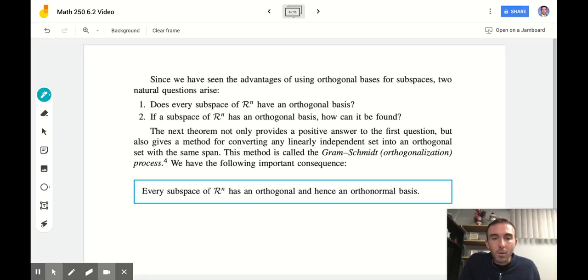What we're about to talk about not only provides a positive answer to the first question, but also gives a method for converting any linearly independent set into an orthogonal set with the same span. This method is called the Gram-Schmidt orthogonalization process. And this gives us a very, very important result: every subspace of Rn has an orthogonal basis and hence an orthonormal basis. Remember, we get the orthonormal basis by dividing every component of each vector by the norm of the corresponding vector.